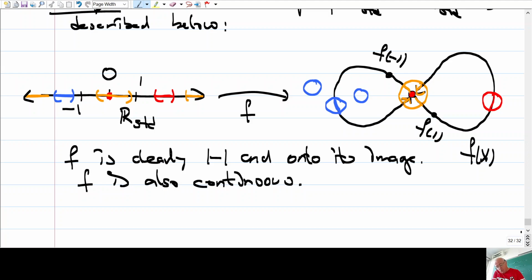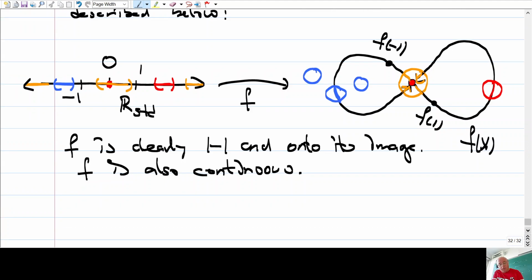It is one-to-one and onto. So we wonder if f is an embedding.